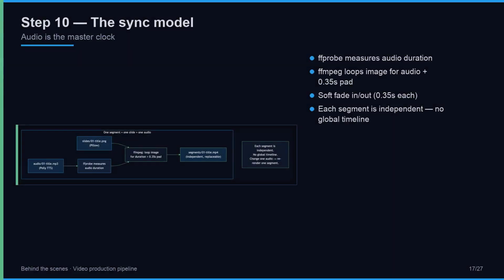Step 10. This is the most important design decision in the entire pipeline. Audio is the master clock. Each segment is self-contained, one image held for the exact duration of its audio, plus a small pad. The FFmpeg command loops the image, measures the audio duration with FFprobe, and renders the video for exactly that long. Soft fades in and out, about 0.35 seconds, smooth the transitions. There is no global timeline, no fragile cut points. Each segment is independent. If one slide's narration changes, only that segment is re-rendered. The most important design decision.